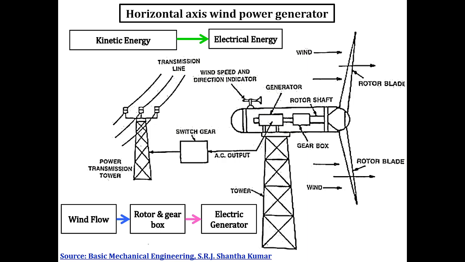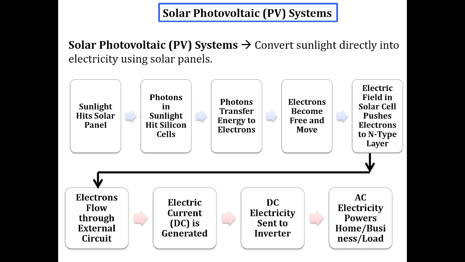Next slide. Solar energy. Solar photovoltaic systems. Now let us look at solar photovoltaic or PV systems. A solar PV system converts sunlight directly into electricity using solar panels. Let us understand what happens inside the solar cell.